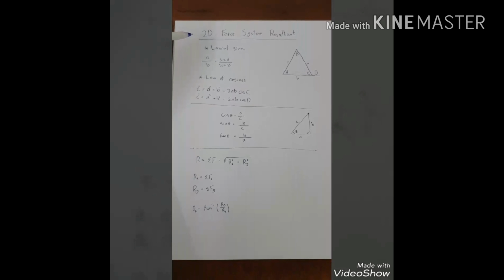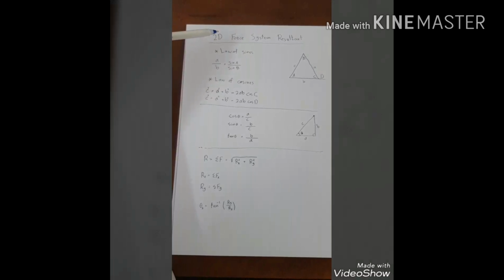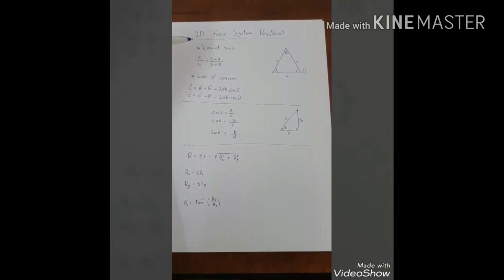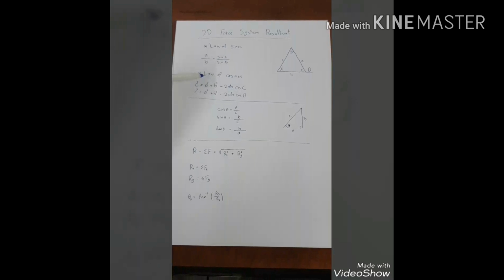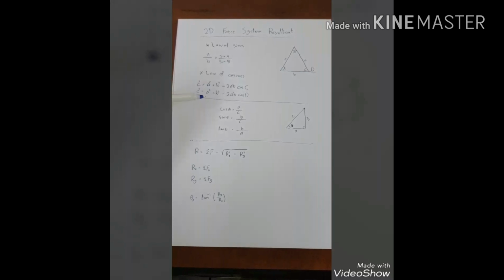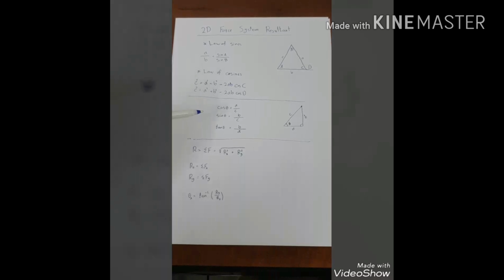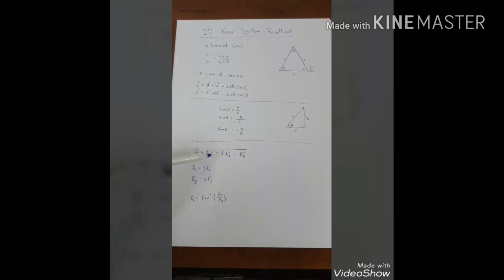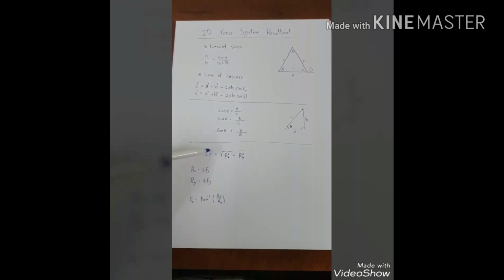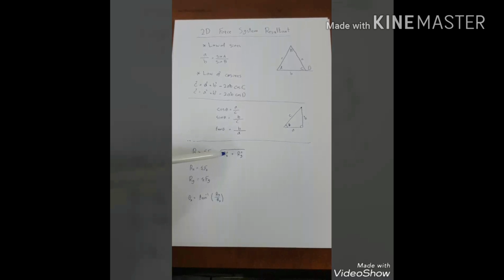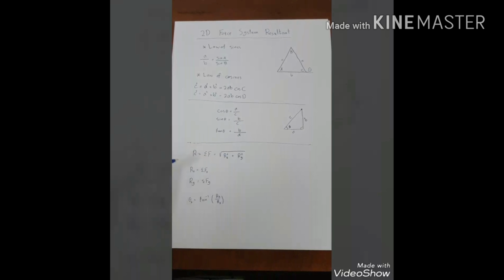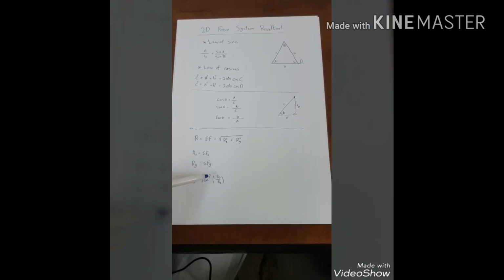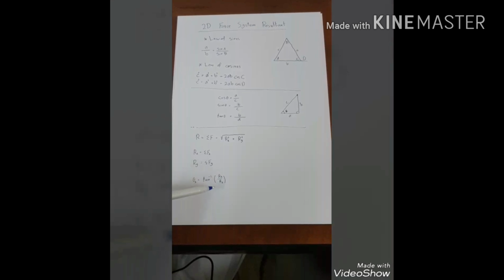We have here 2D force system resultant, and these laws we already take, like we see here: law of sines, law of cosines, and here Pythagoras law. And we see here the resultant equals sigma F, equal to the square root of Rx squared plus Ry squared, and here we see theta x equals tan inverse of Ry divided by Rx.